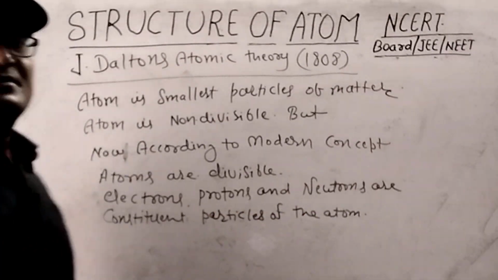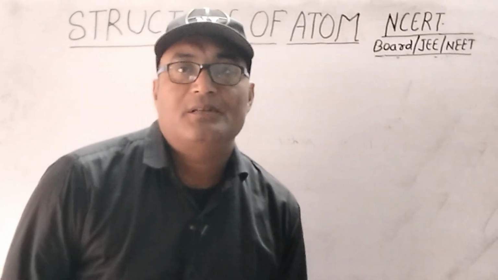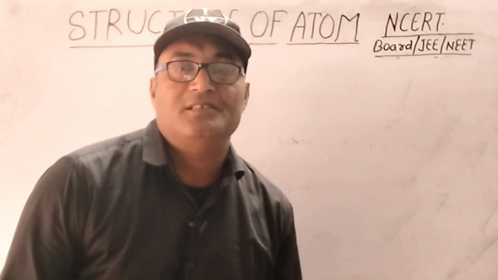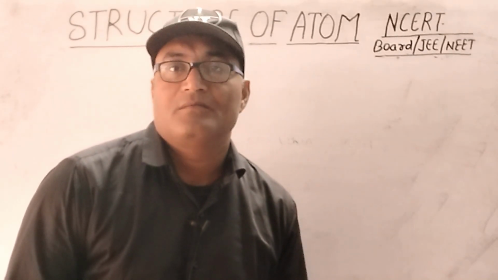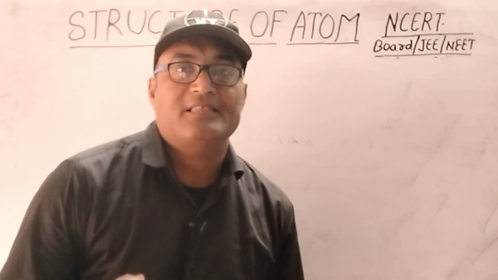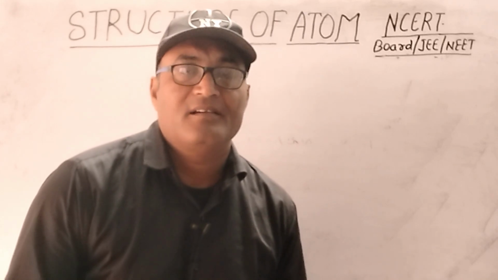After that we will discuss the discovery of electron. The next topic is discovery of electron by J.J. Thomson by gas discharge tube experiment. By gas discharge tube experiment we will discuss the discovery of cathode rays. After that, in properties of cathode rays, we can find electrons.